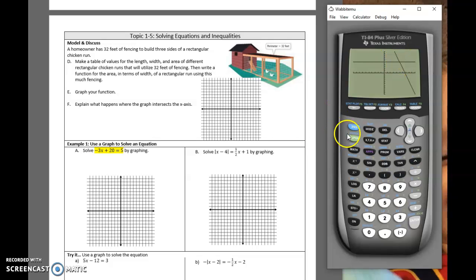And so we're going to hit second. And then this button says trace. When you hit the second, it's going to be the calc. So second, trace. And then we want to do the intersection point. So we're going to go down to 5. So you can use the arrows going down and then hitting enter, or you can hit the number 5.